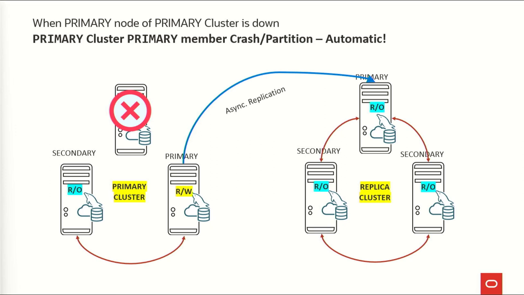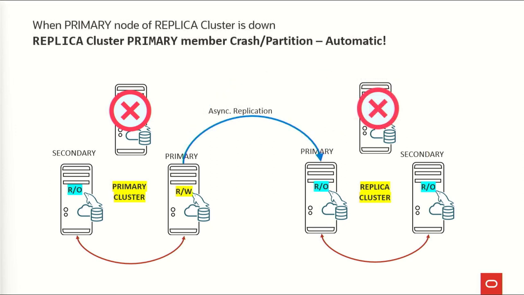So it is automatic. If the primary node of the replica cluster is down, then it will trigger automatic failover. The primary node will move to here, and a new secondary node becomes the primary node, but still operating in read only, and it will automatically start the replication channel to synchronize the data between the primary node of the primary cluster and the primary node of the replica cluster. So this mechanism is also automatic in InnoDB cluster set.